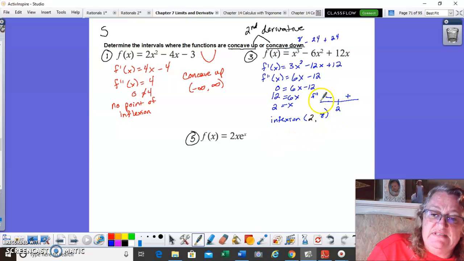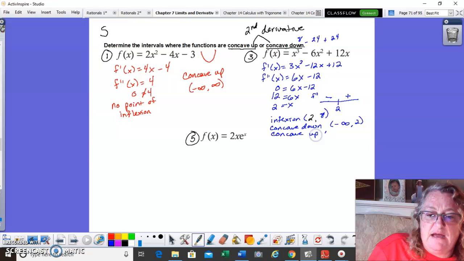The second derivative is negative, so that means right there it's concave down, and that's from negative infinity to 2. And the second derivative is positive here, so that's concave up from 2 to positive infinity.